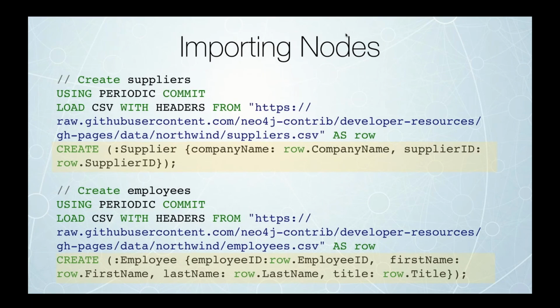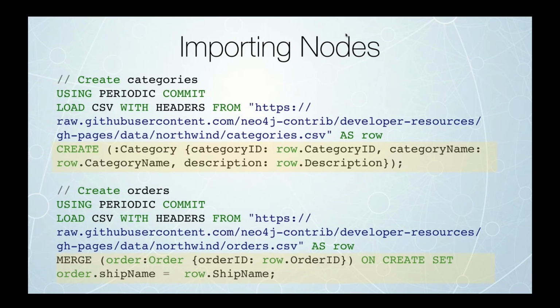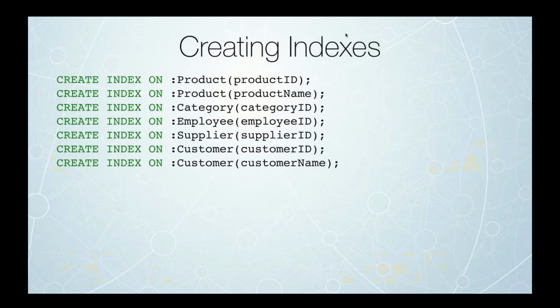And then for suppliers and employees, again, just iterating through each row of the CSV and creating a node for each row. Now, note here that at the beginning of our statement, we're using PERIODIC COMMIT. This allows us to bypass the transactional nature of Neo4j when we're importing large amounts of data, to avoid building up the transaction in memory. So when you see USING PERIODIC COMMIT before a LOAD CSV, that's the reason, purely for performance.